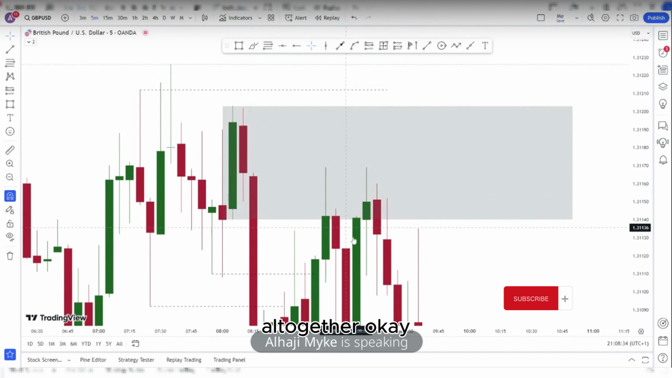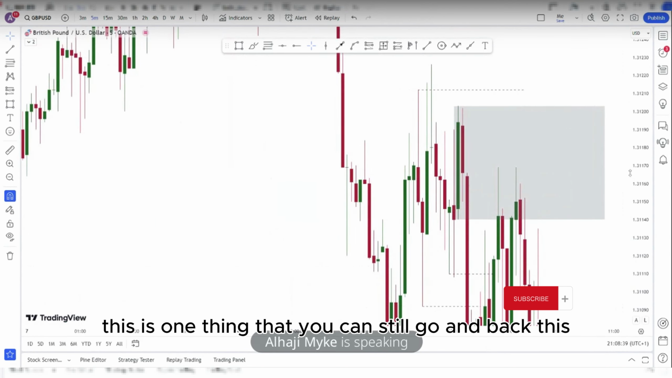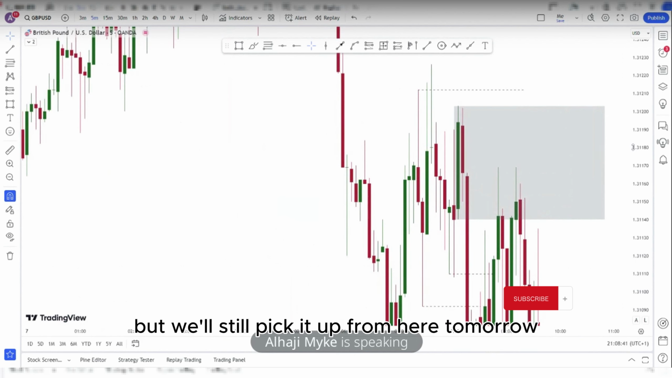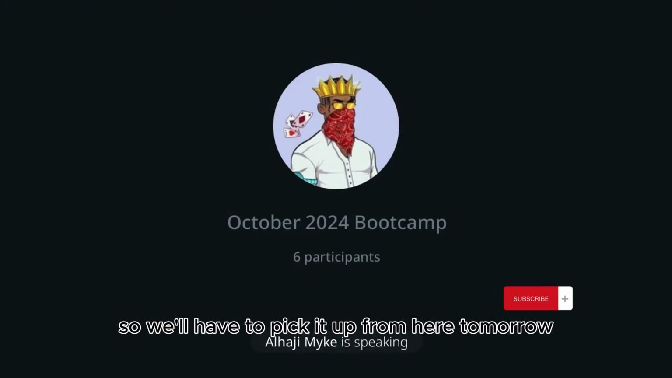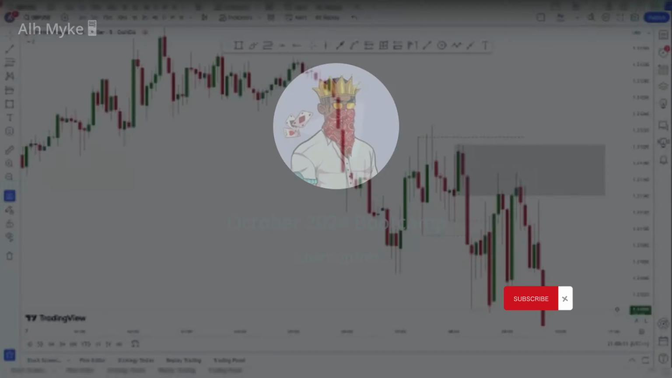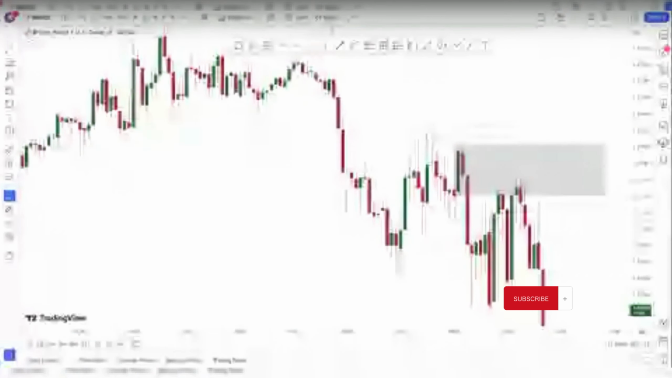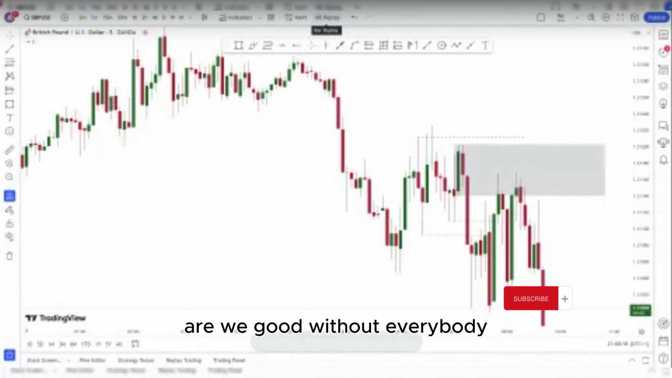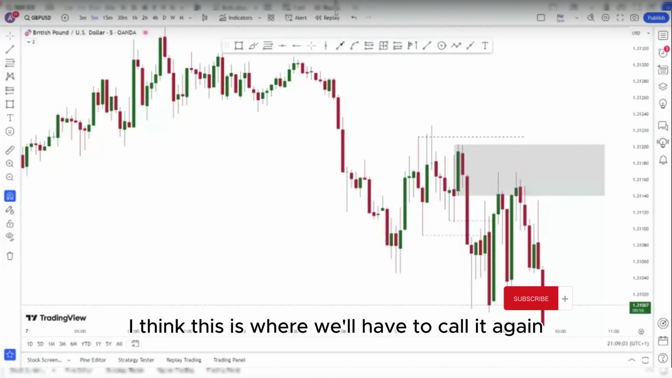Are we together? Okay. This is something that you can still go and backtest, but we'll pick it up from here tomorrow, because after this, I'm still going to have to explain liquidity sweep and some other things, and show you guys live examples on the chart. So we'll have to pick it up from here tomorrow. Are we good with that, everybody? Yeah. All right.